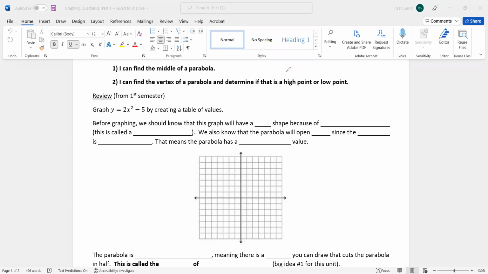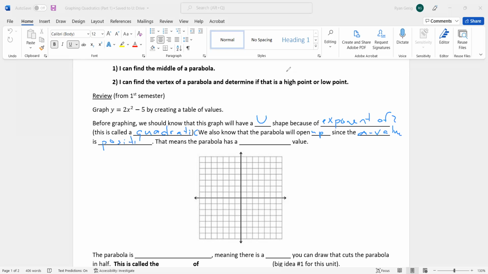We should know that this graph will have a U shape, okay, because of the exponent of 2. Because of the exponent of 2, it's called a quadratic. So all quadratics will have a U shape. Now, we also know that this parabola will open up since the A value is positive. Now, you might be like, what are you talking about here?